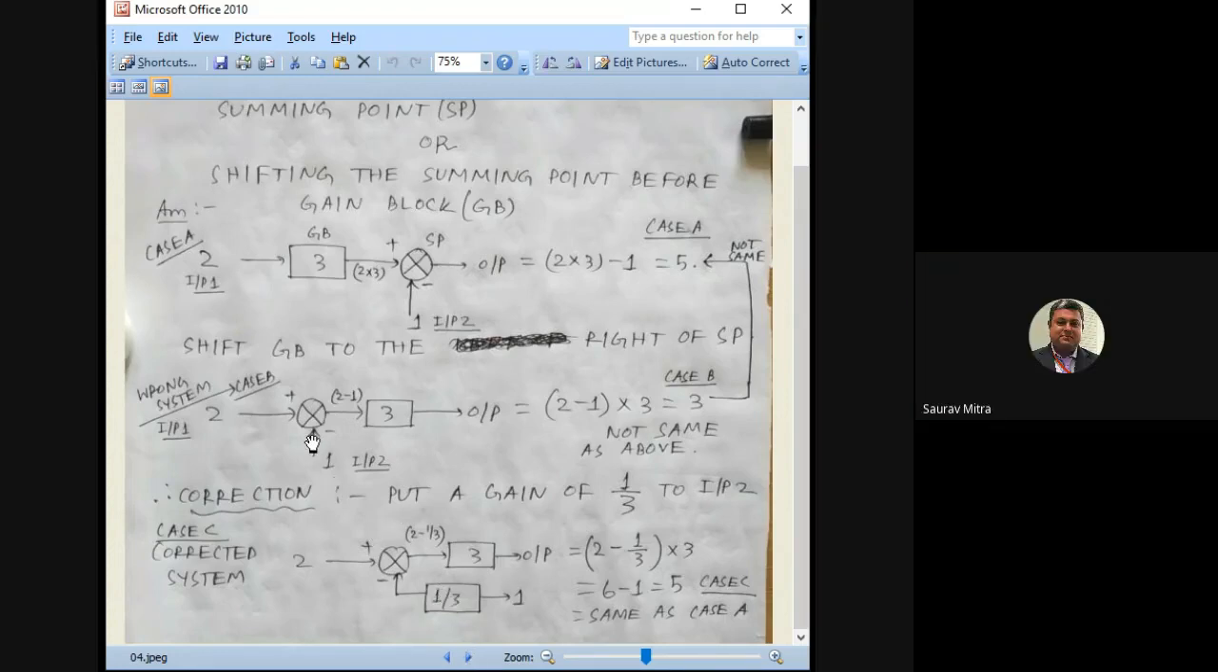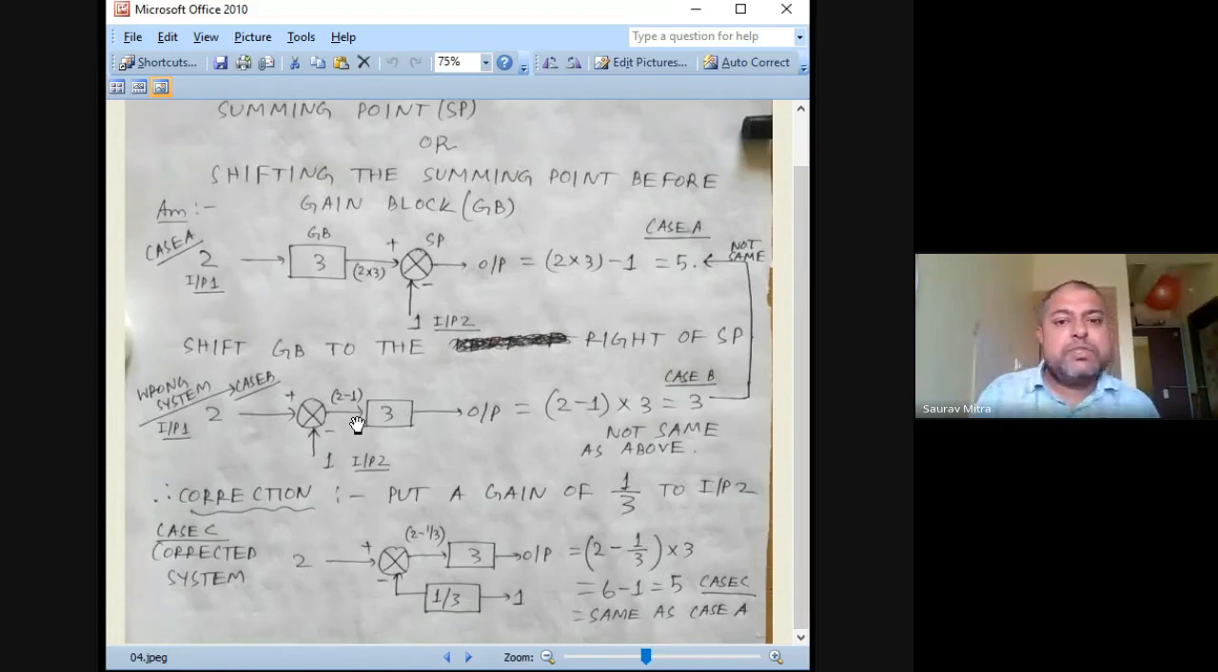Okay, so from this case B, you have come to know that somewhere something is going wrong. So just by swapping, the same output cannot be obtained. So swapping, and after that insertion of a gain block with the input 2, that is to be done. Input 1 is left as it is. So this is one rule that we have done.